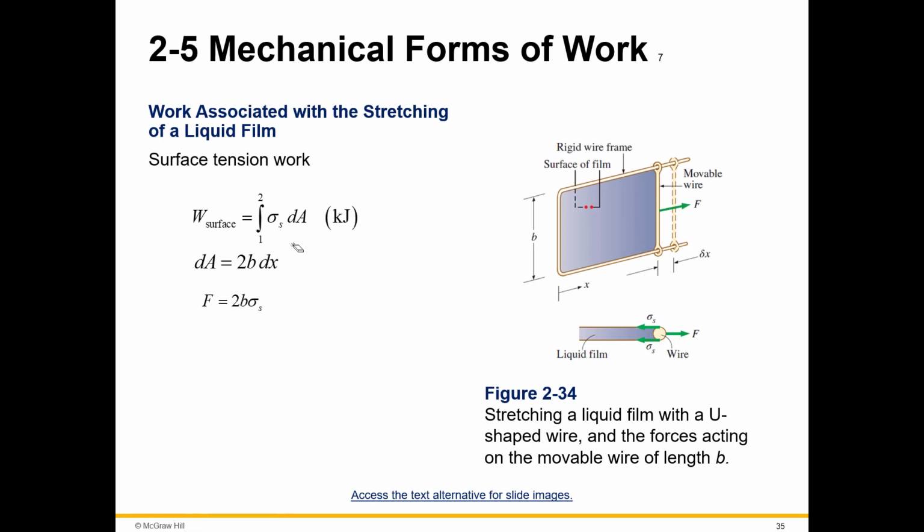Work associated with stretching of a liquid film. These are just exactly what it says, a liquid film. Stretching a liquid film with a U-shaped wire when the force is acting on a movable wire length. This is just showing how, if it's a rigid wire frame, the surface of the film. You can think of this like glass maybe, or maybe like cling wrap, some kind of film. I'm trying to think of an everyday example, but it's attached to these sides, and then you would move this and it would stretch it.